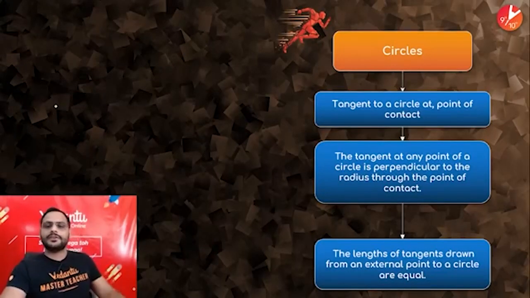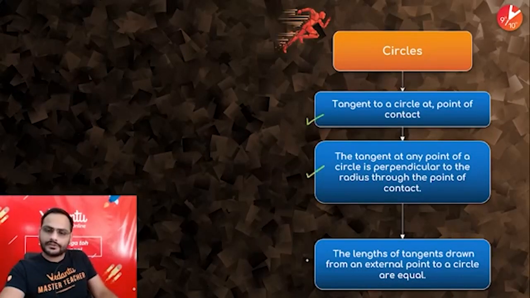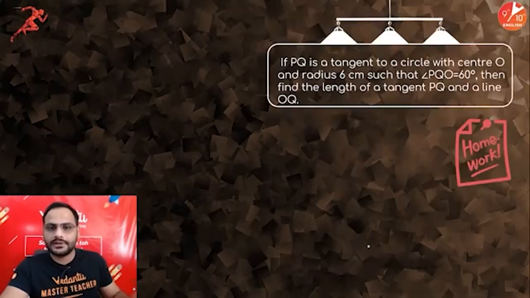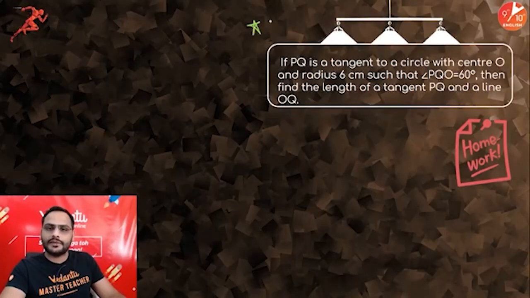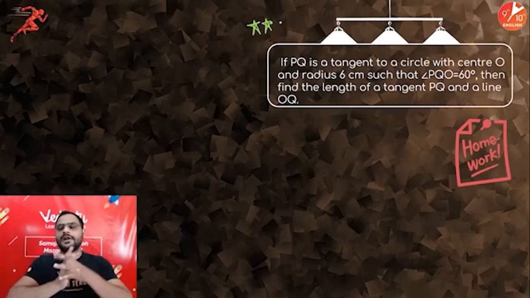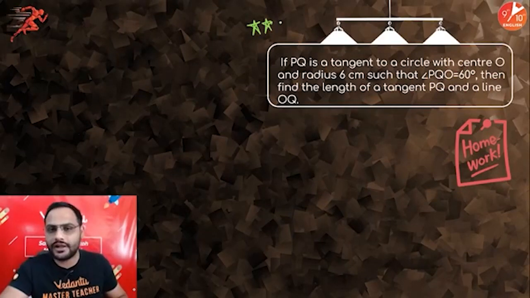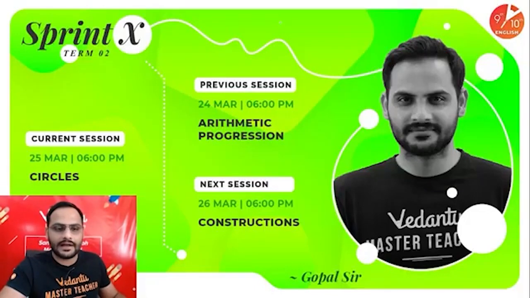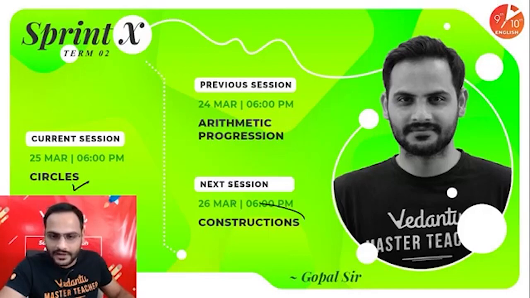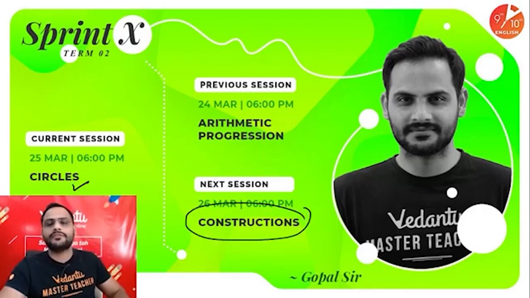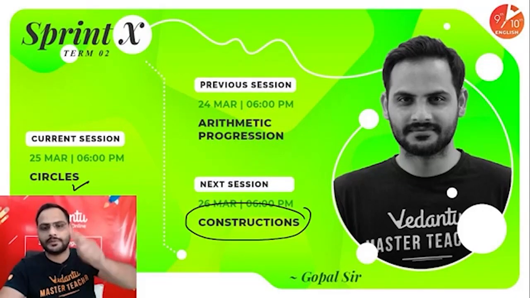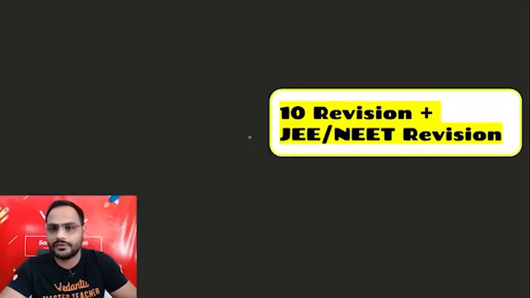And with this, we have finished all the important questions from the topic circle. This is your homework question. It's a very important question. Let me know what the answer for this question is in the comment section. Alright, I'll wait for your answers, guys. And we are done with the topic circles as well. Tomorrow we'll be starting with constructions. We have already finished quadratic equations and arithmetic progression. You can watch those videos as well.